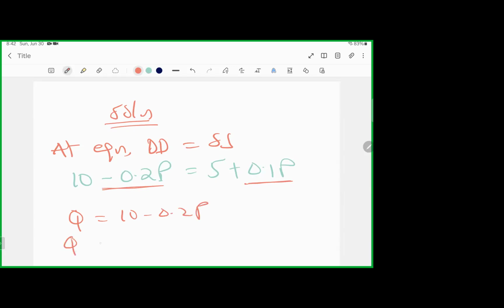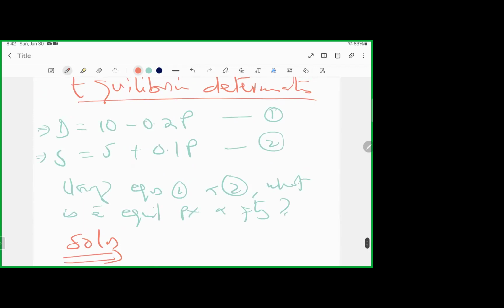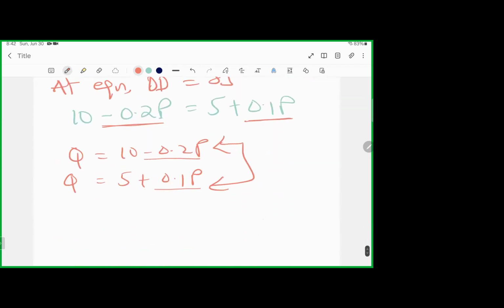And I also write Q is equal to 5 plus 0.1P. And I ask you, which one is the supply equation and which one is the demand equation? You should be able to know using the sign of the price. So instead of giving you a hint, I can also just write Q as equation 1 and equation 2, and ask you which one is the demand equation and which is the supply equation. You use the coefficient of the price.